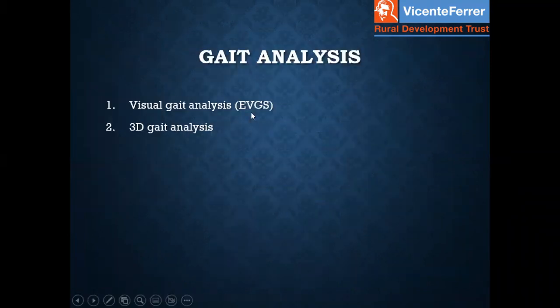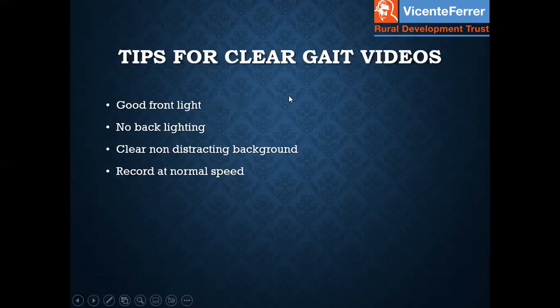So gait analysis: visual gait analysis and 3D gait analysis. We don't go into 3D gait analysis. It is done by orthopedic surgeons who are into the surgeries offered for children with hemiplegia or spastic diplegia. For gait videos, we should have a good front light, no backlighting, and a clear, non-distracting background to have a good gait analysis.